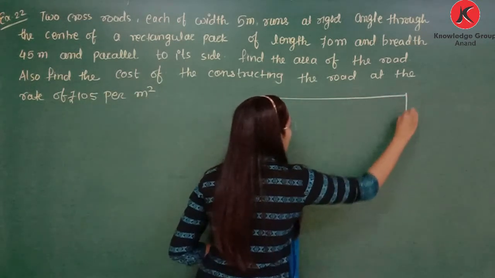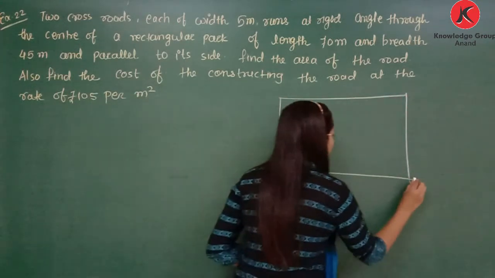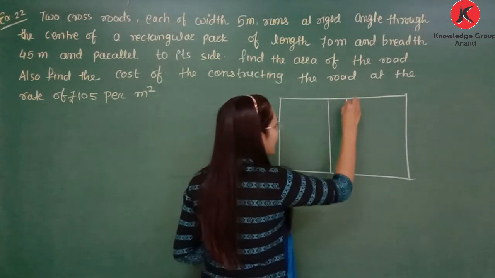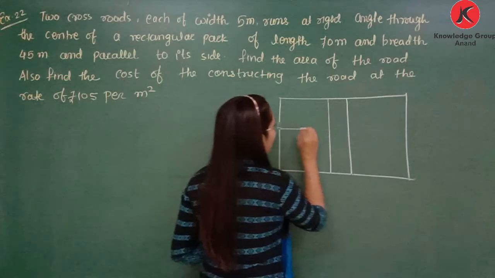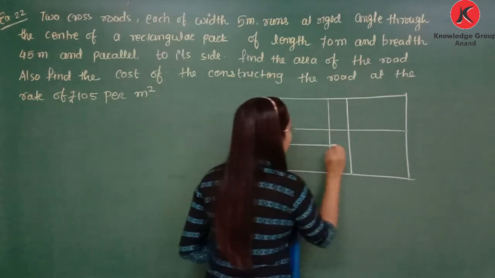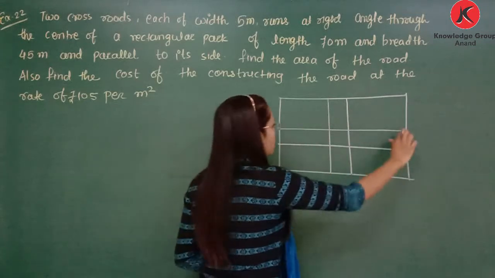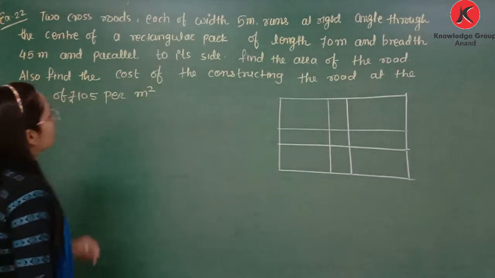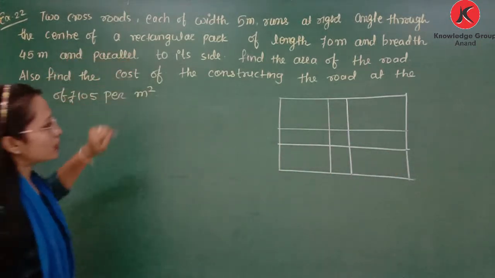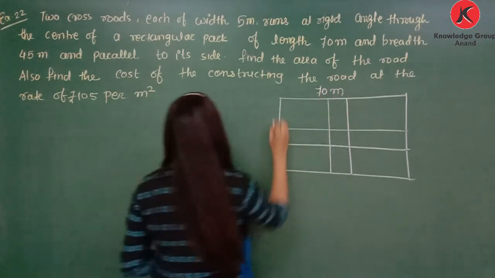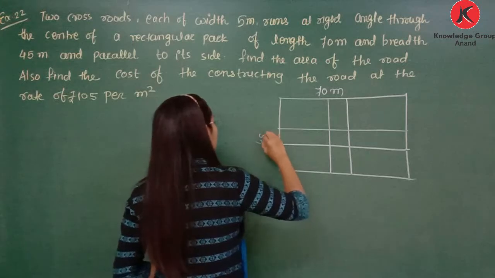If we have a rectangular path, then the road is at the center of the rectangle and they are at a right angle. So this path is like this one. Clear? Length of path is 70 meters. So this length is 70 meters and this length is 45.